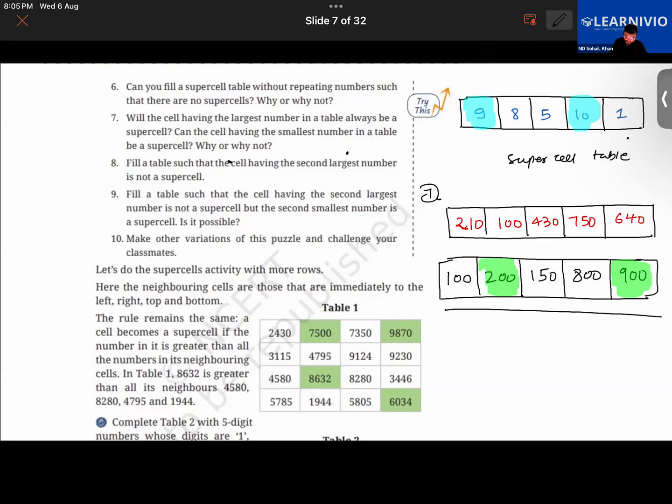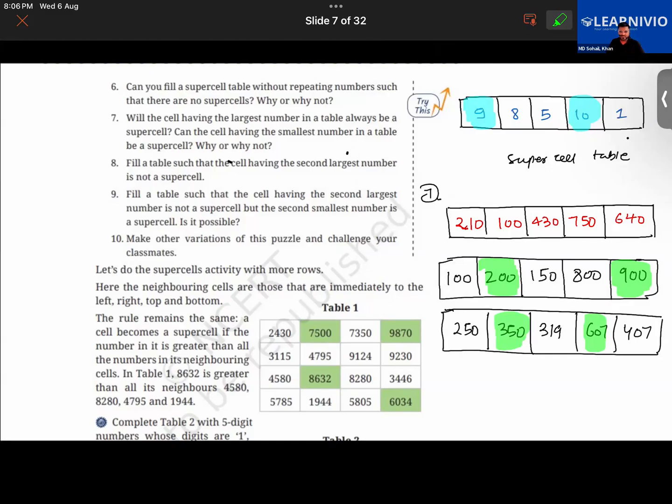Let's try to draw some more. Say some number: 250, and 350. 350. Next, 319. Okay. Next, 607. Good. Next, 407. So which are the supercells here? 350 and 607. Right.